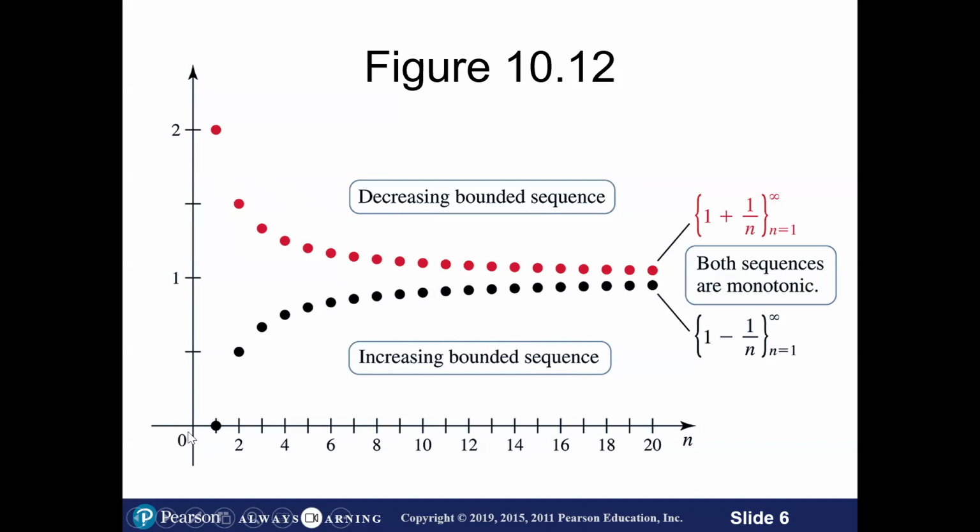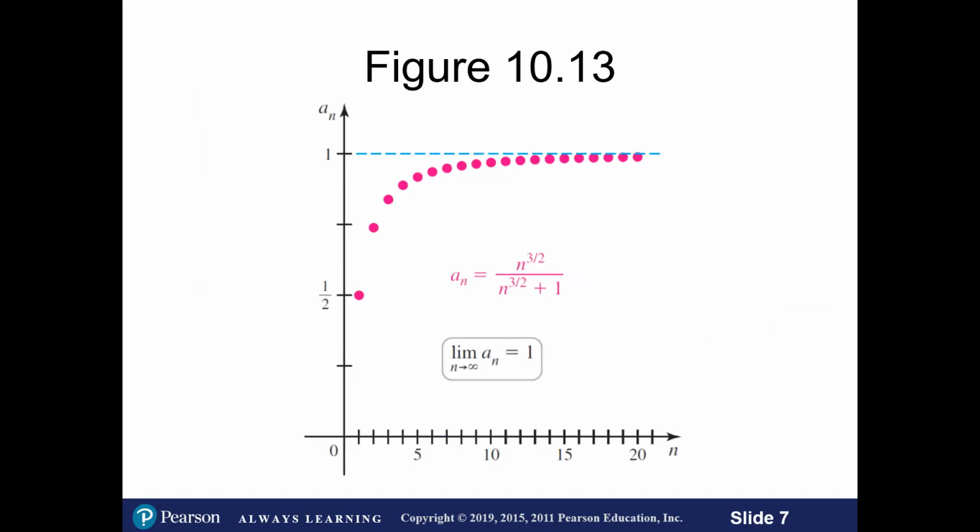The other one, b sub n, ranges from 0 to 1, so it's bounded, okay? And it's increasing, so it's also monotonic, and so those you're going to the same limit, 1. Okay, so that's how we look at that. All right, so now let's look at another example here.